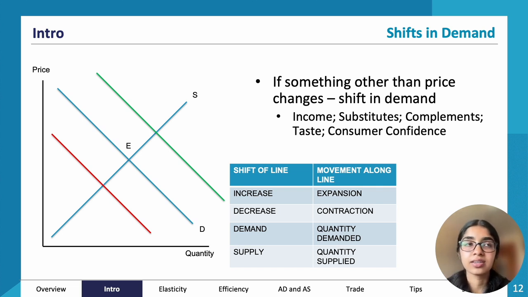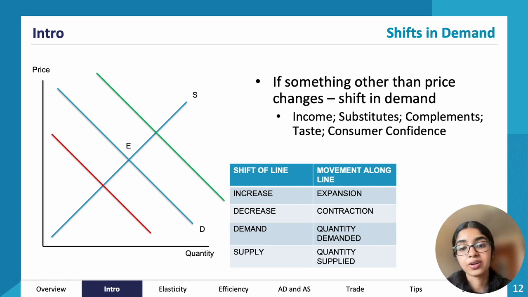Complements. A complement is something that goes with a product. Usually people like to eat bread with jam or butter. So let's say the price of butter falls by a lot. People are more likely to get butter, and they'll think, okay, what will go really well with this butter? Perhaps a loaf of bread. So demand for bread increases at any given price.